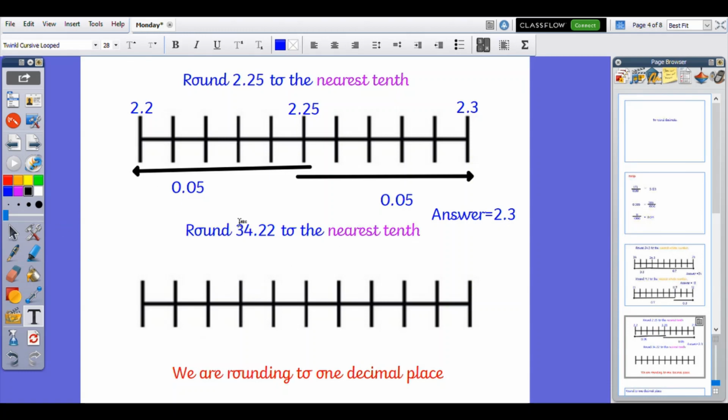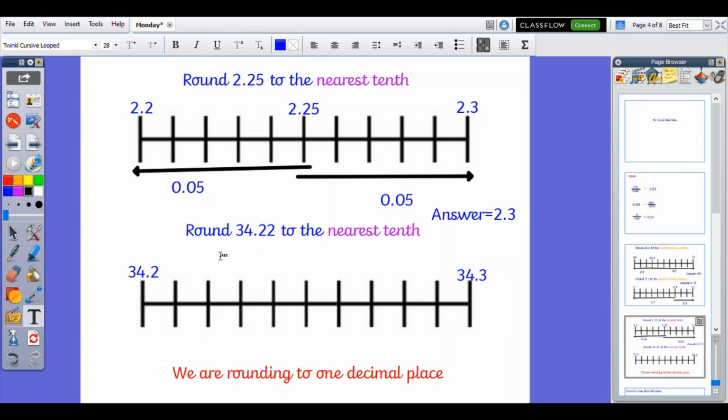Okay, let's have a look at this one. Round 34.22 to the nearest tenth. So again, I need a number that has a tenth here and a number that has a tenth here. So I'm looking for the tenth that comes before this number and the one that comes after. So before would be 34.2, and the one after would be 34.3.